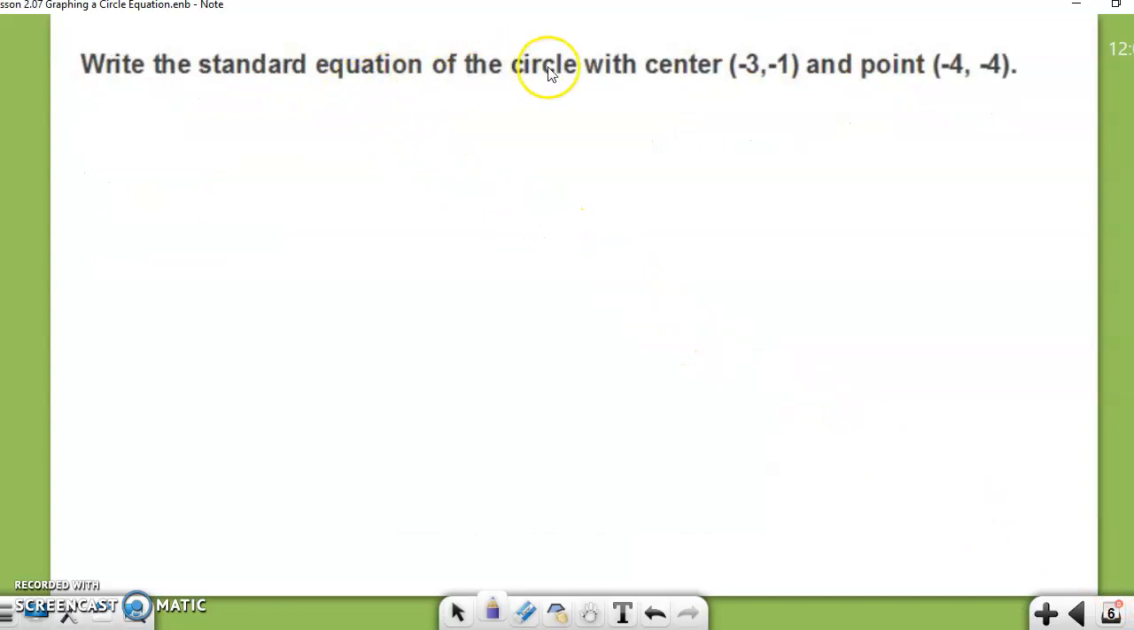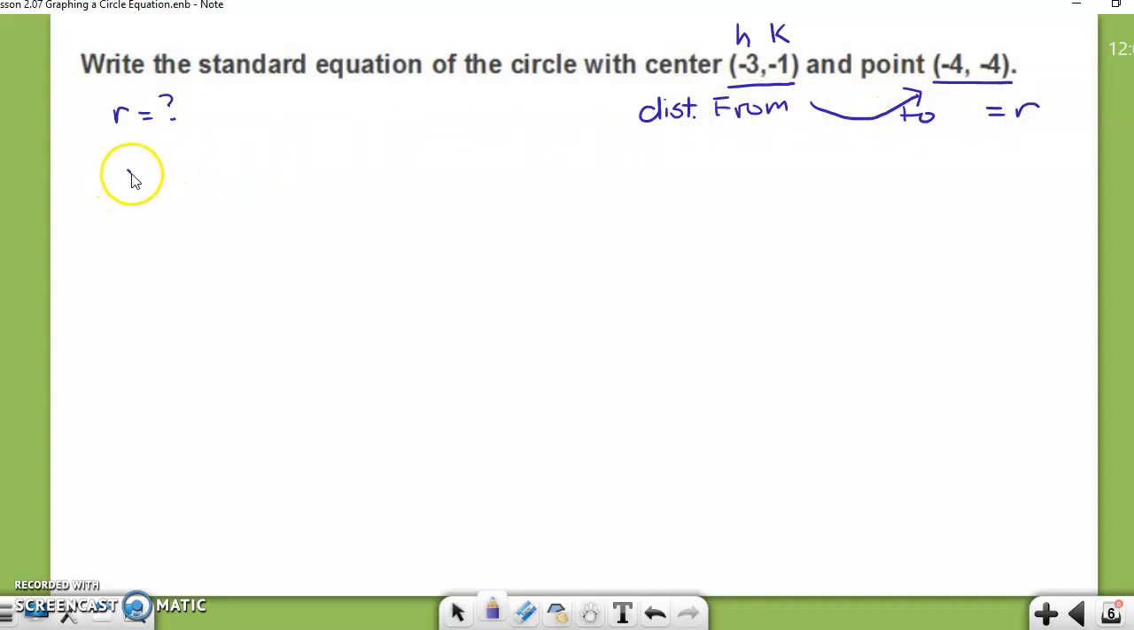Okay, write the standard equation of the circle with the center at -3, -1, and the point on the circle is -4, -4. So I've got h, I've got k, I need r. Remember the distance from the center to a point on the circle equals your radius. So distance from to equals radius. So I'm going to use my distance formula again to find my radius.